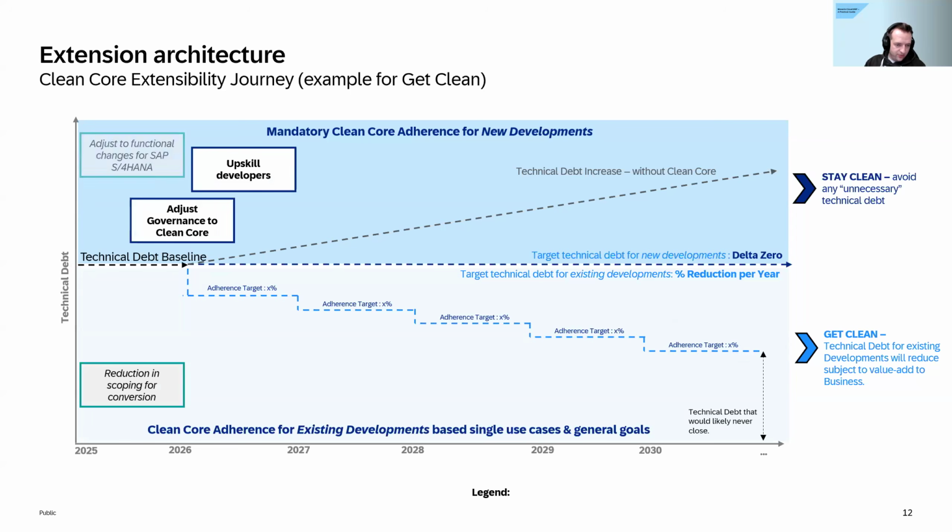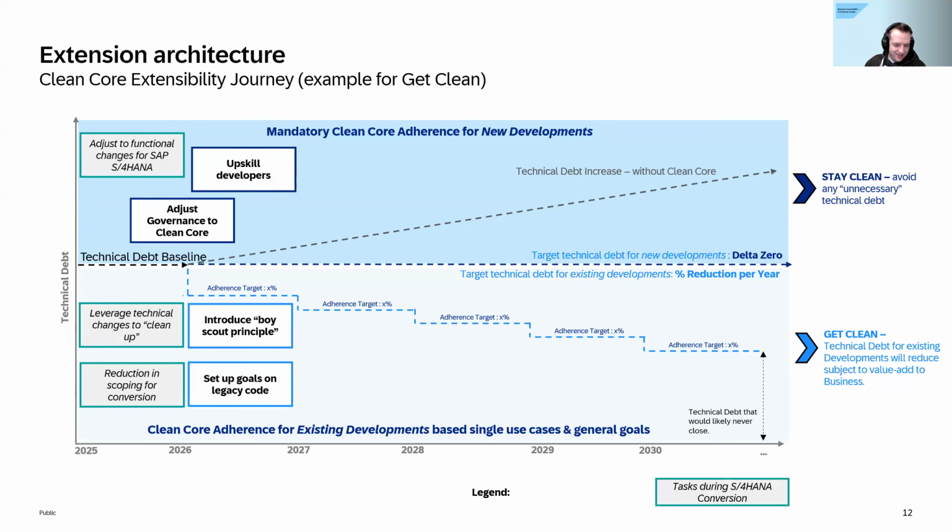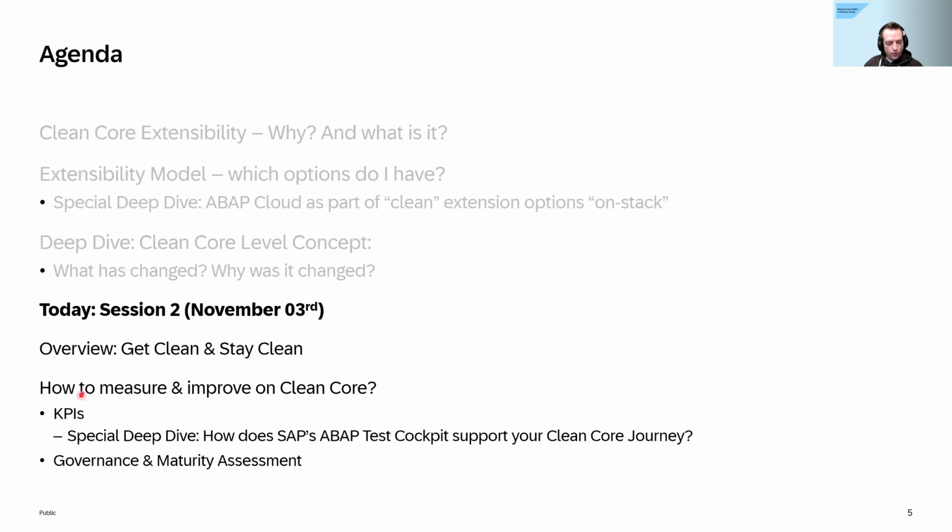And you can see the tasks we mentioned the last time, like set up goals on legacy code, introducing the Boy Scout principle, so leave the camp or the code cleaner than you found it, and to upskill your developers and adjust your governance, are basically exactly the same as last time. I still hope that from this session, you took some more details onto this. We now go back. What is important? Measure KPIs and leverage ATC as of today.